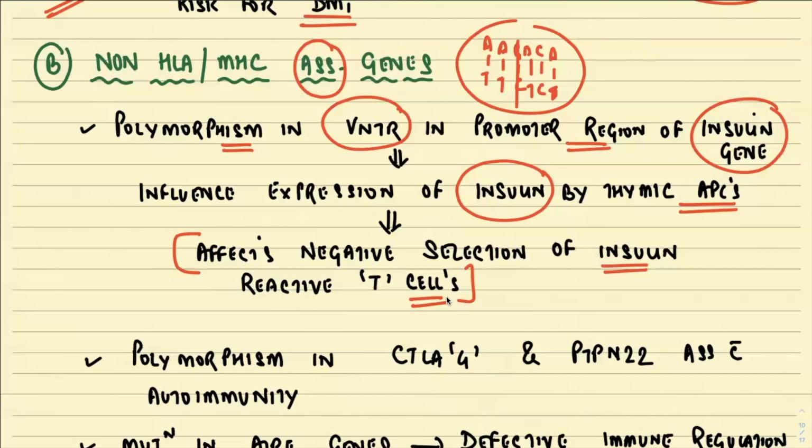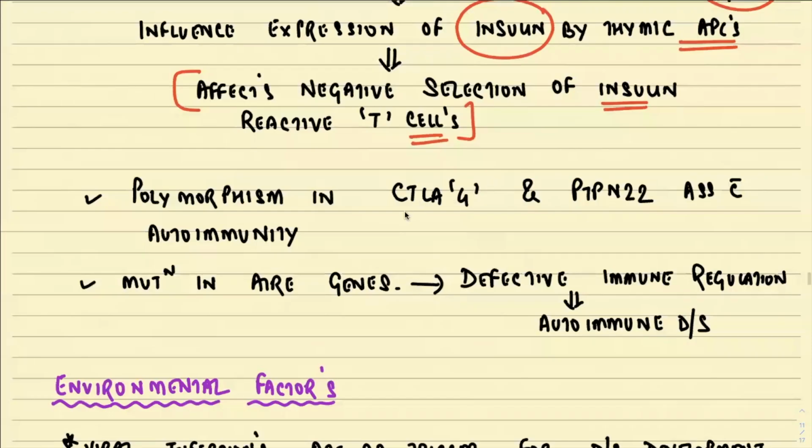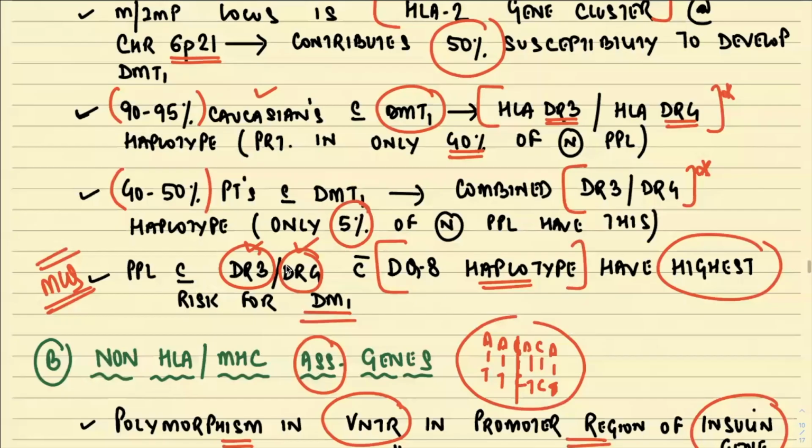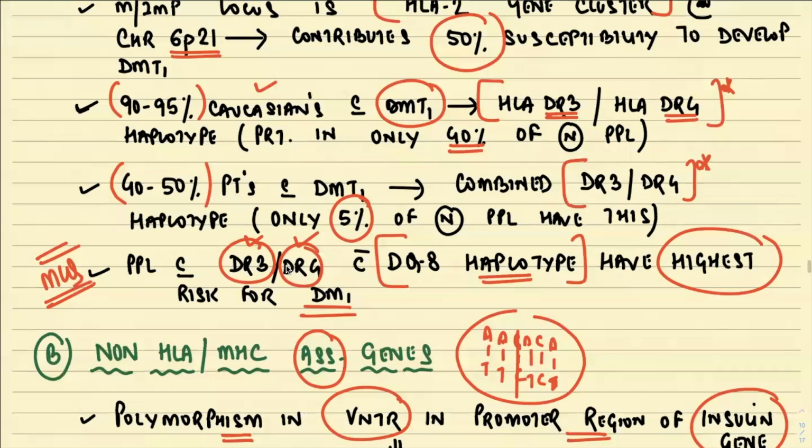This is one of the mechanisms, polymorphism in the VNTR. Similarly, polymorphism in the CTLA4 and PTPN22 is also associated with autoimmunity. Now, I told you about this CTLA4 and PTPN22 as well as the IR gene over here only, how they are basically acting. So I have already explained this point to you in detail.